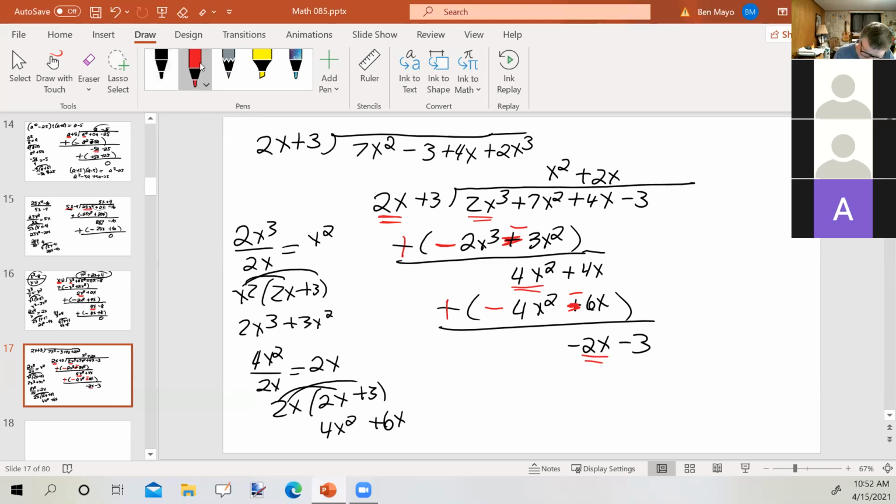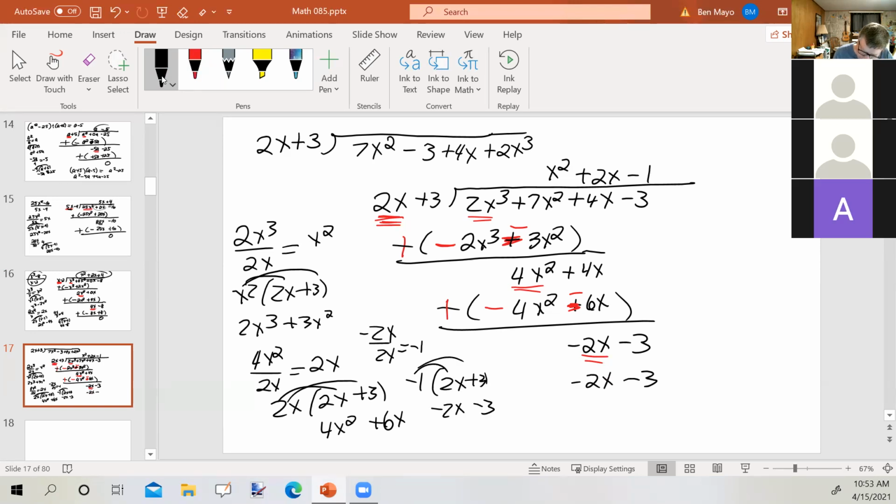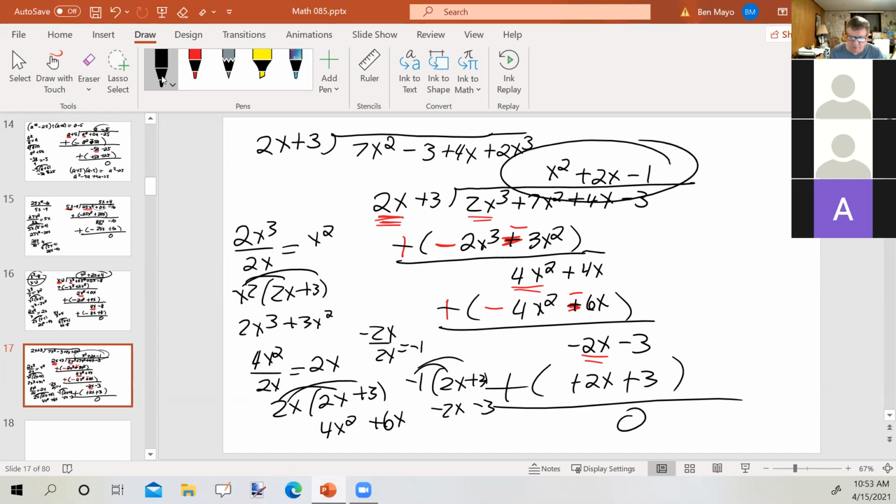Start over: leading term inside divided by leading term outside. Negative 2x divided by 2x is negative 1, or minus 1 up there. Negative 1 times 2x plus 3 is negative 2x minus 3. We're going to subtract that quantity from what's up above, but we're going to change it to addition of the opposite, and we get 0 remainder. So our answer is x squared plus 2x minus 1. All right with that? Yes, thank you.